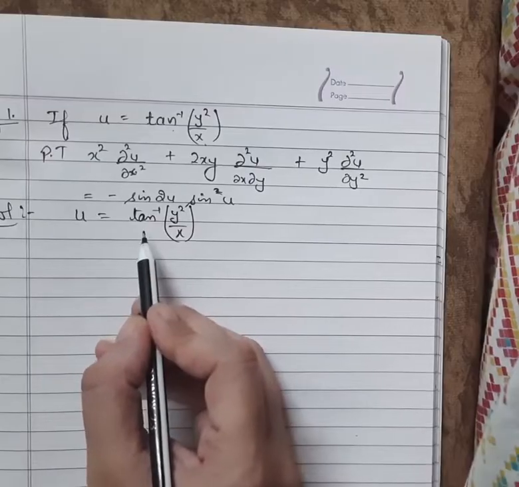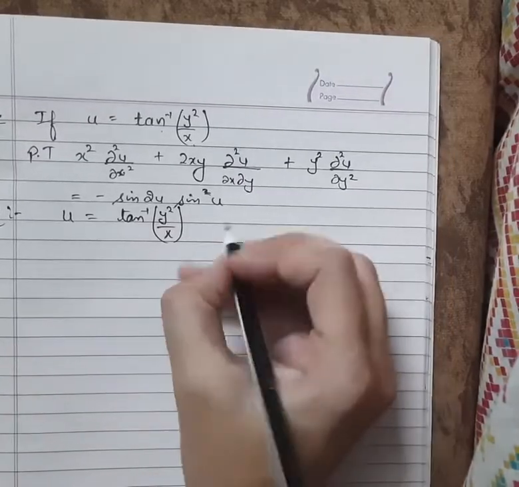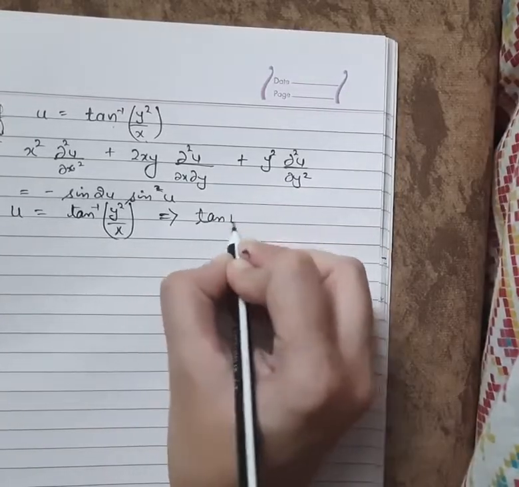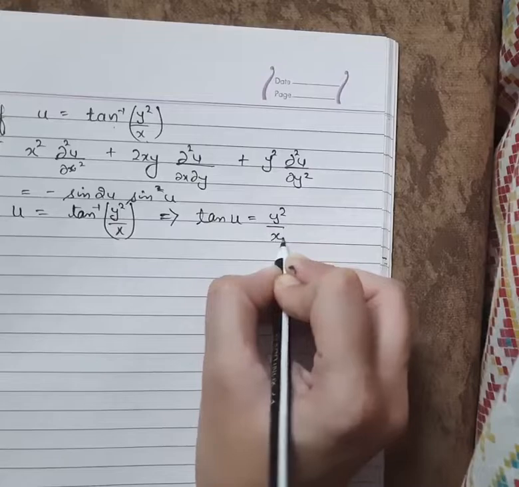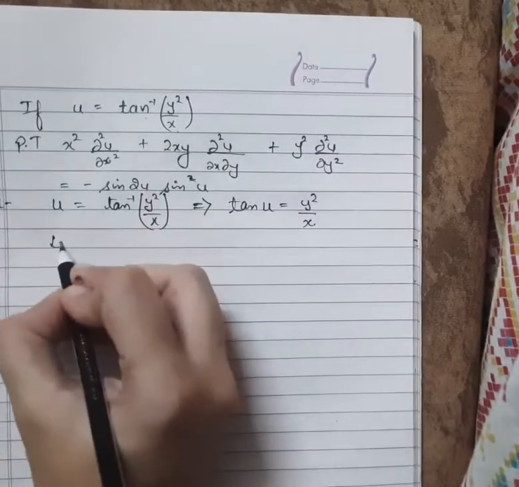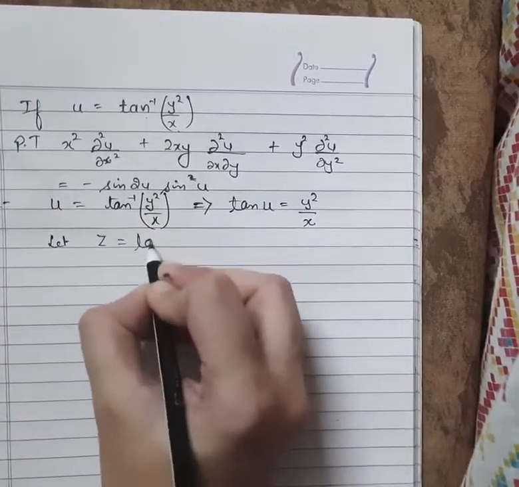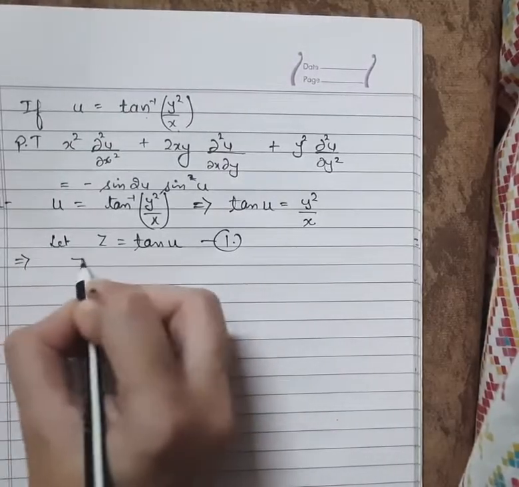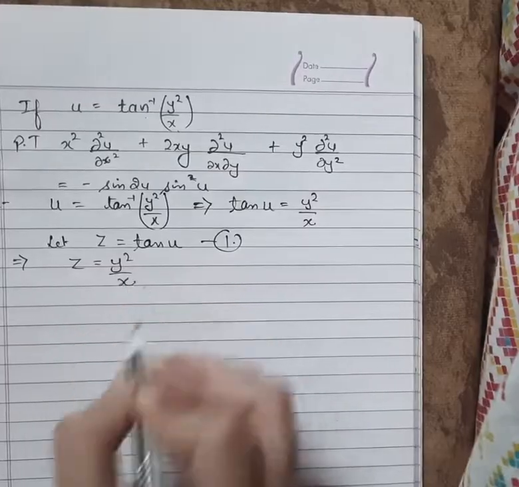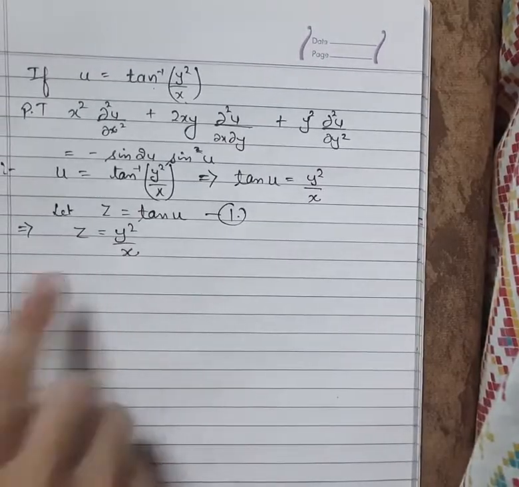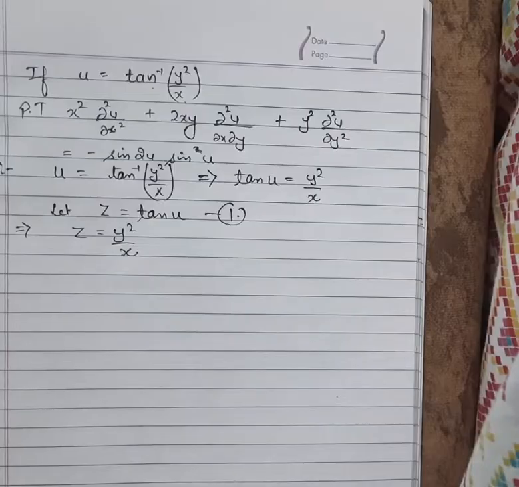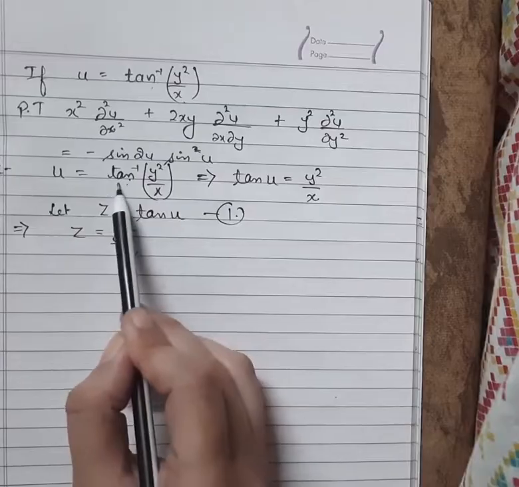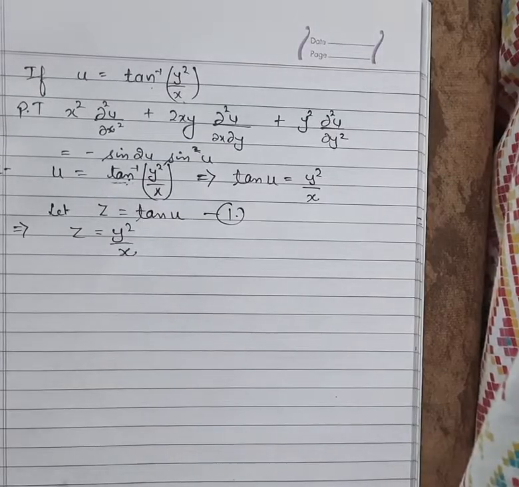पहले इस tan inverse को हमें खत्म करना होगा. So what we can do, we can shift this tan function to the other side. So you get tan u is equal to y square upon x. Now I can assume, let's say z is equal to tan of u, which implies z is equal to y square upon x. Now I can simply check whether this function z is homogeneous or not, because otherwise it was not possible to directly check the definition of homogeneous functions because of this tan inverse function.